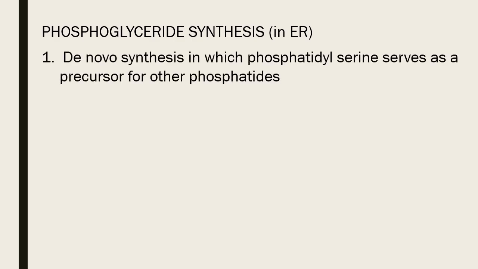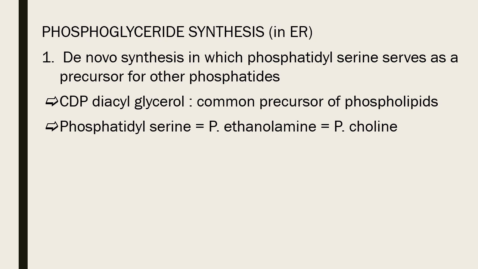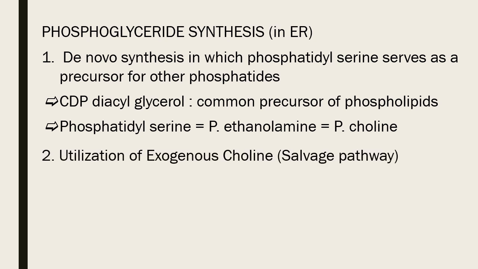Let's take a look at your phosphoglyceride synthesis in the endoplasmic reticulum. In de novo synthesis, phosphatidylserine serves as a precursor for other phosphatides. CDP-diacylglycerol is the common precursor of your phospholipids. Phosphatidylserine leads to phosphatidylethanolamine and phosphatidylcholine, and they actually have the same synthesis for this phosphatidylserine.